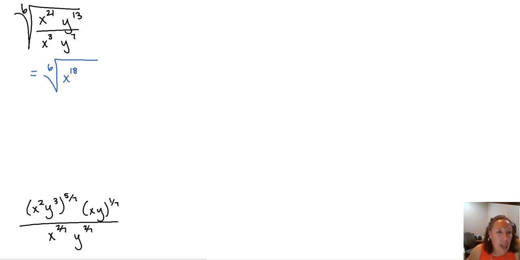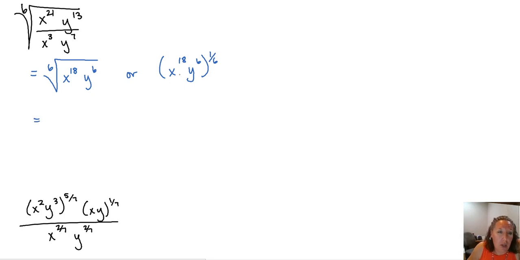And then for our y's, we have y to the 13th over y to the 7th. Again, power divided by power, we're going to subtract. 13 minus 7 is 6, so we're going to get y to the 6th. And you can either think of this as all underneath that sixth root, or you can think of this as raised to the 1/6 power. Remember, if we have a power raised to a power, we are going to multiply those exponents.